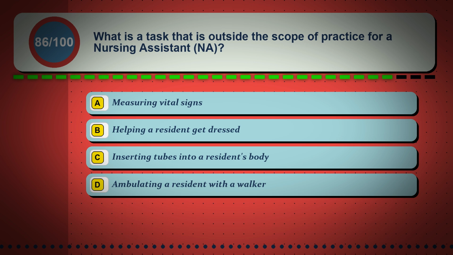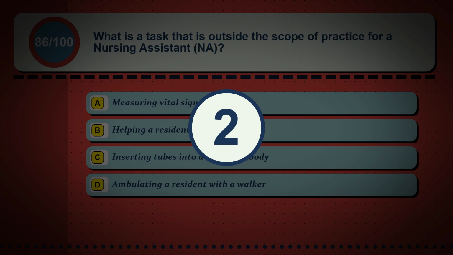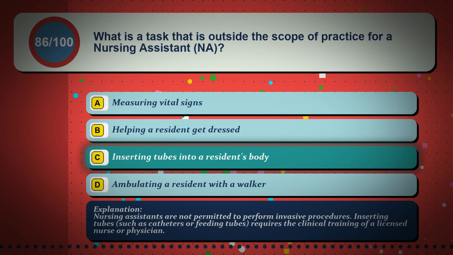Question 86. What is a task that is outside the scope of practice for a nursing assistant, NA? Option A. Measuring vital signs. Option B. Helping a resident get dressed. Option C. Inserting tubes into a resident's body. Option D. Ambulating a resident with a walker. The correct answer is option C. Inserting tubes into a resident's body. Nursing assistants are not permitted to perform invasive procedures. Inserting tubes, such as catheters or feeding tubes, requires the clinical training of a licensed nurse or physician.